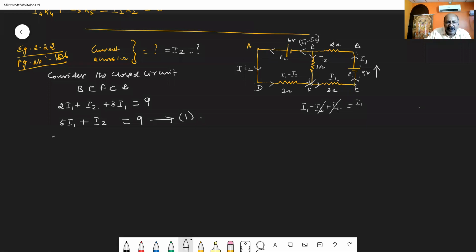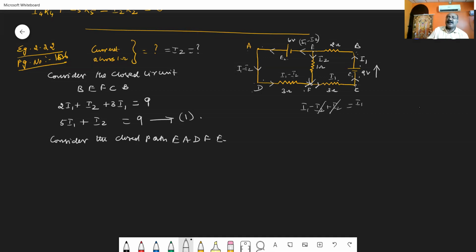Now consider the second closed path. I am taking it like this: E, A, D, F, E. It is not necessary that you take it like this. You can take B, E, A, D, F, C, B, and the whole electrical circuit can also be determined. But we are in need of I2, isn't it? That is the reason why I have taken E, A, D, F, E.